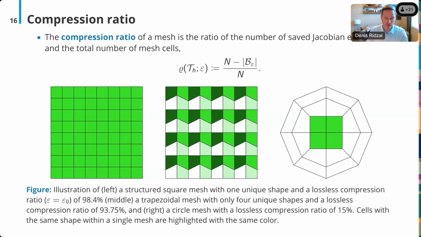And so for a structured square mesh on the left here, we have a lossless compression ratio of 98.4%. And for this mesh with these trapezoidal shapes, which can be traced back to 4 fundamental shapes, we have a compression ratio of 93.75%. And then on the right is a tough mesh, which is a mesh of a circle, which in this case, we can only compress down to 15%. These are just some examples.